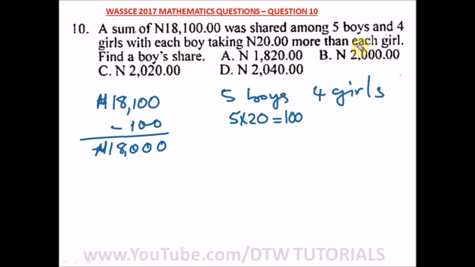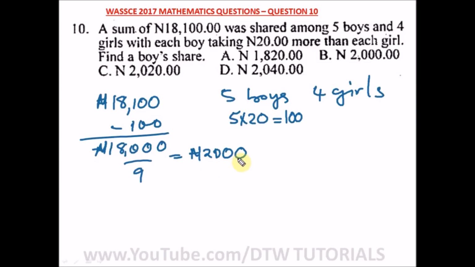From here we can find the share of each boy and each girl. The total number is 5 plus 4, which is 9. So we divide 18,000 by 9, and we have 2,000. So each boy and each girl was given 2,000 naira.